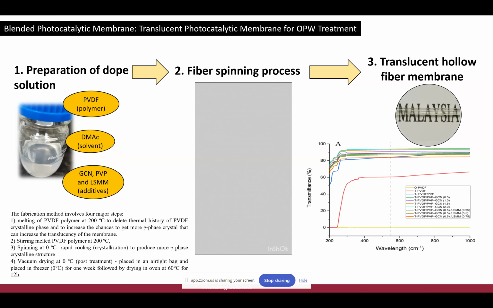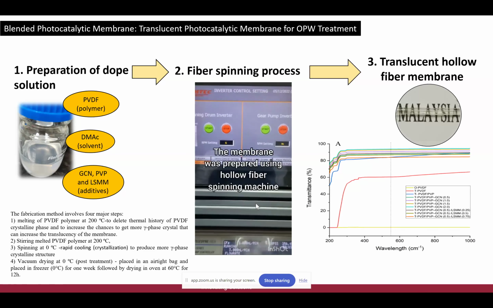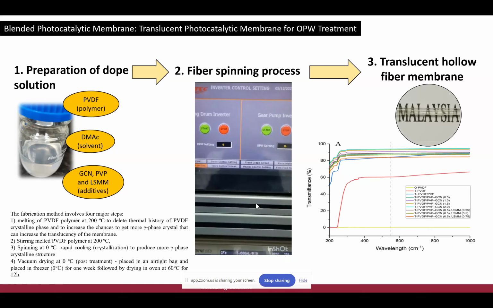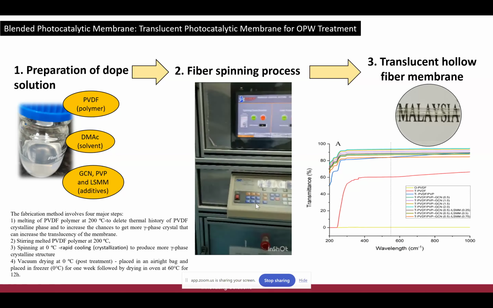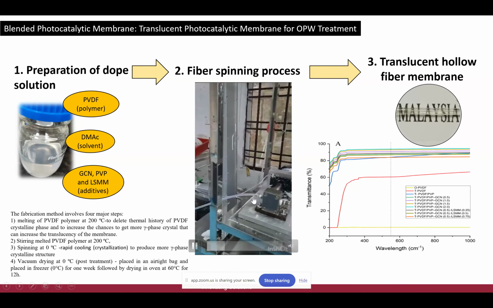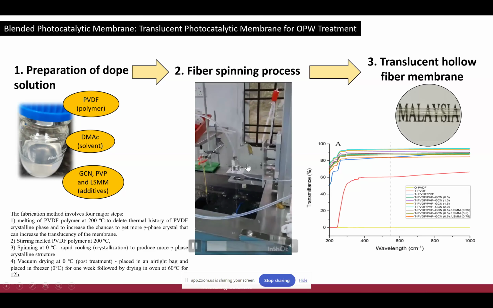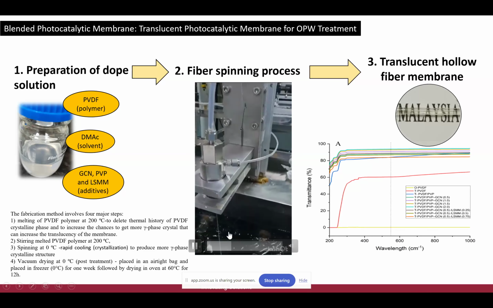In this video, it shows how we fabricate our membrane using the spinning machine technique. Okay, this is our setup. Here you can see in this reservoir the content of our dope solution, and it is coming out from this spinneret and goes into this coagulation bath.